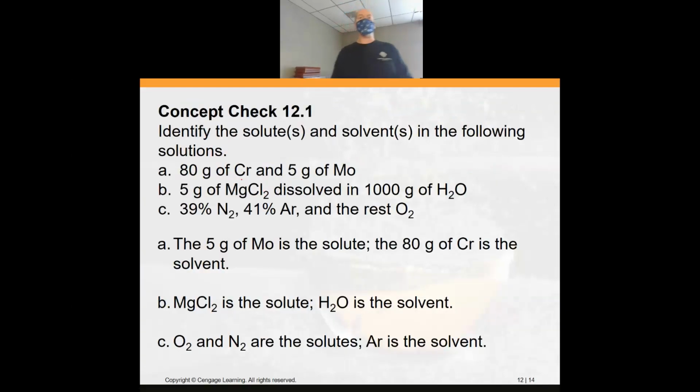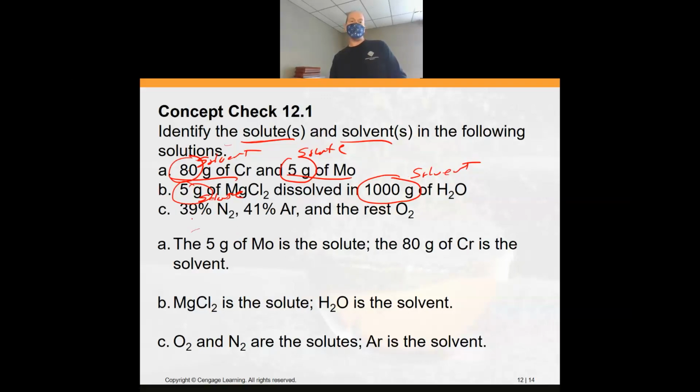If we are identifying our solute and our solvent, and we had 80 grams of chromium and 5 grams of molybdenum, again, the larger amount is called the solvent and the smaller amount is called the solute. If we have 5 grams dissolved in 1,000 grams of water, water is the universal solvent and your magnesium chloride is the solute. That is a classic solution to be made.